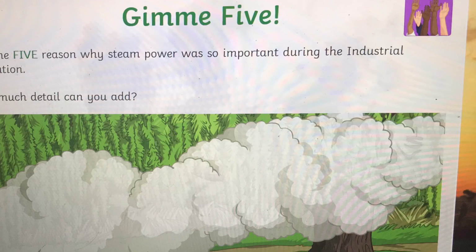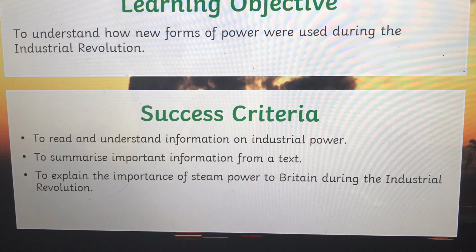Right, so let's go over what we have discussed today. Our learning objective was to understand how new forms of power were used during the Industrial Revolution. Remember, we were talking coal, water, and steam, more specifically steam. So have a good understanding. It'll make things easier for tomorrow. Success criteria: you are to read and understand the information on the Industrial Revolution. A lot of good information in that packet. To summarize information from the text, it's very important for you to be able to go through that information, highlight or mark all the important information, and to explain the importance of steam power. Remember, we are using that for tomorrow's lesson.